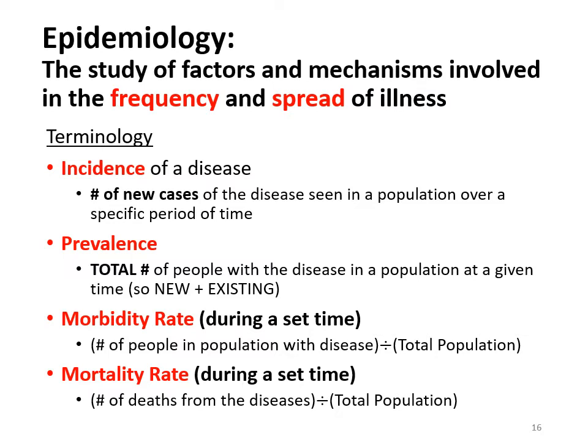Now, when we talk about mortality rate, I want to point out that the total population never changes for that set time. You do not deduct the people who died. So, for instance, if I said that during that time that we were just talking about, 6 patients died from whooping cough in that population, we would say 6 over 100,000 is the mortality rate. Notice we did not change the 100,000.